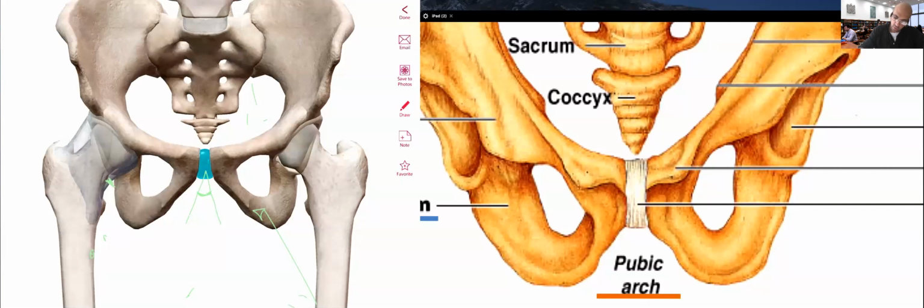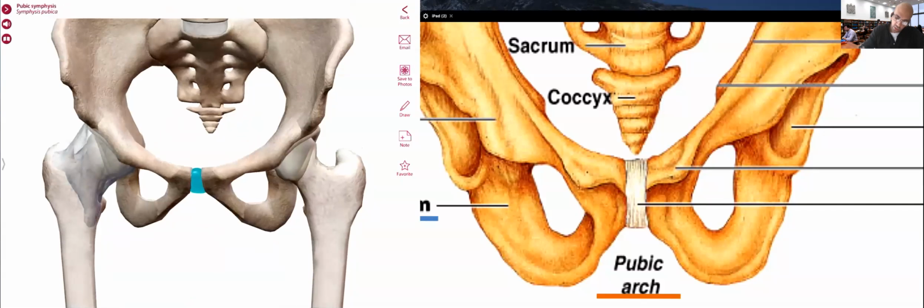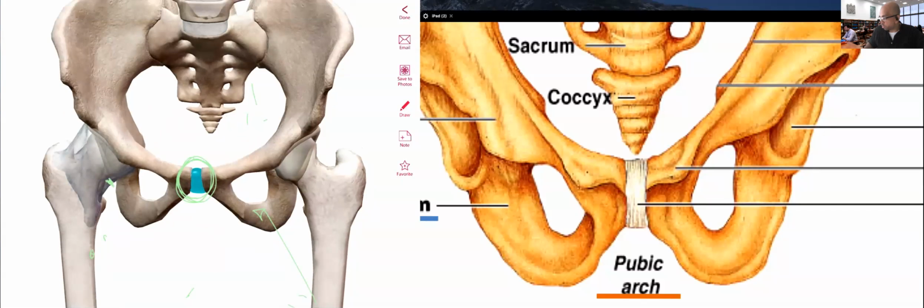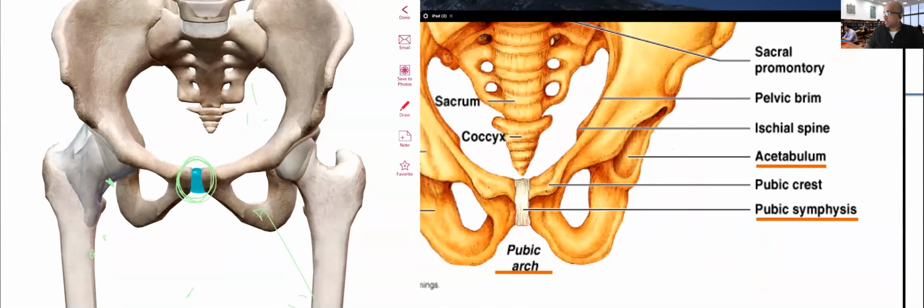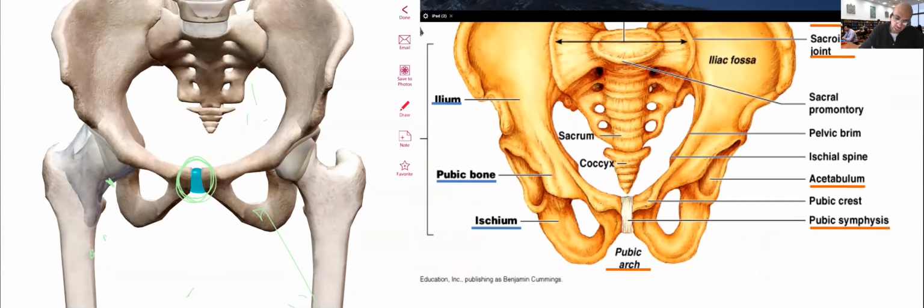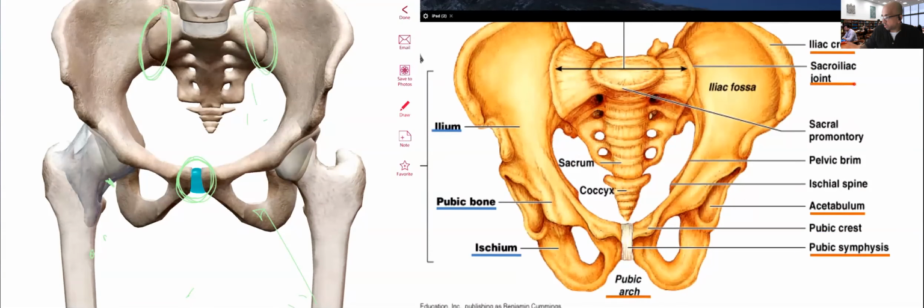All right, so again, what do we call here this anterior joint that attaches the two coxal bones anteriorly? This is my pubic symphysis. Posteriorly, the two coxal bones are articulating with the sacrum, forming the iliosacral joint. Some textbooks like yours will say sacroiliac joint. Sacroiliac joints, those are the joints between the sacrum and the two coxal bones on the side.